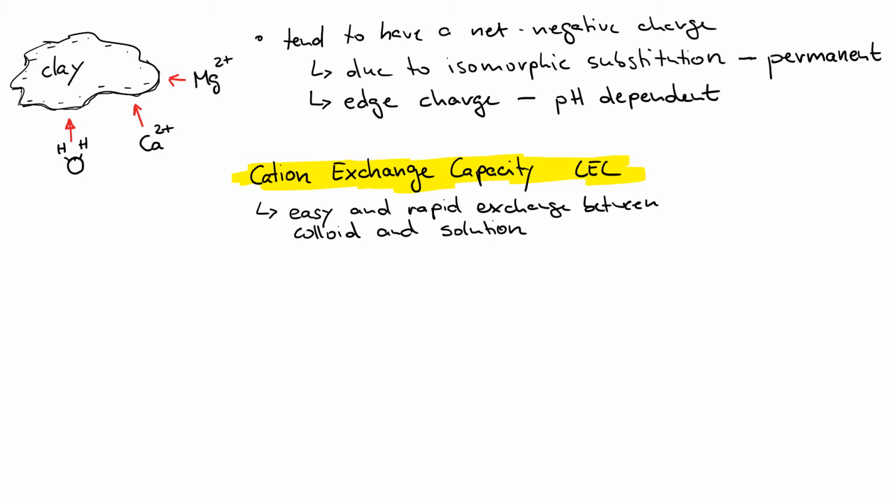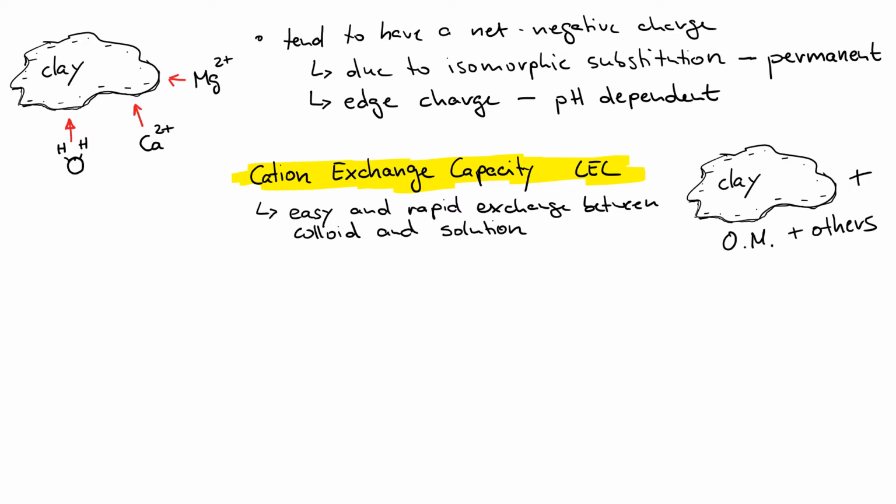Now, the beauty of cation exchange capacity is that it's an easy and rapid exchange mechanism that allows an exchange between the colloid, clay for example, and the solution. And once the cation is in solution, then it can be rapidly taken up by a plant. And what we've learned is that for the most part, the only way a plant is going to access a cation nutrient is when it is in solution.